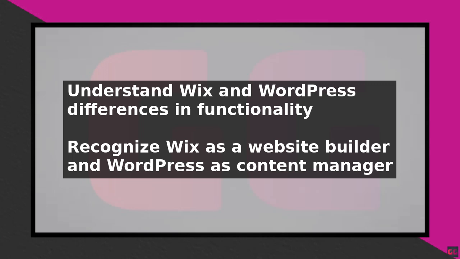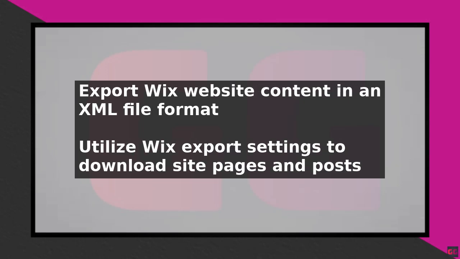Wix allows you to export your site's pages, posts, and other content in an XML file. You can do this by going to your Wix account, clicking on Settings, then clicking on Export, and selecting the type of content you want to export.